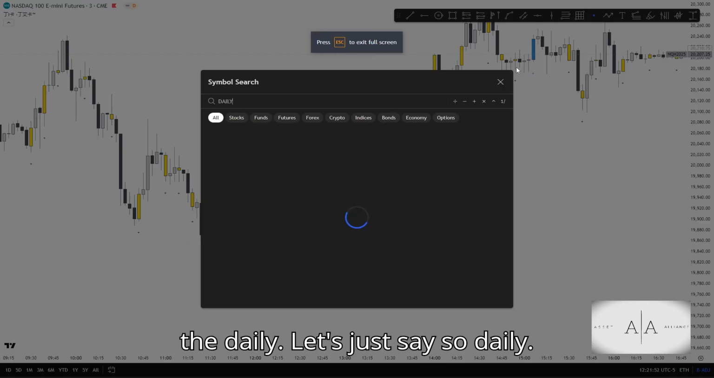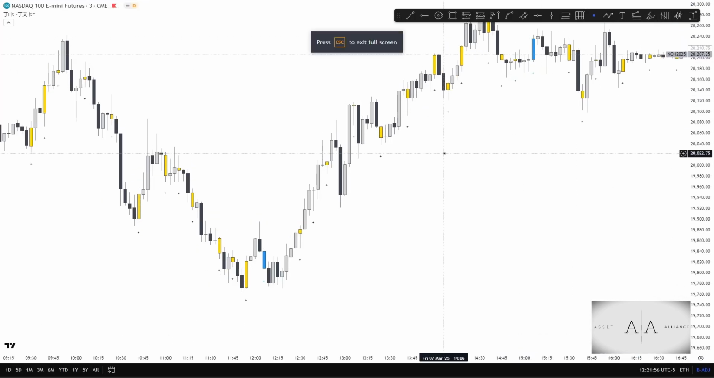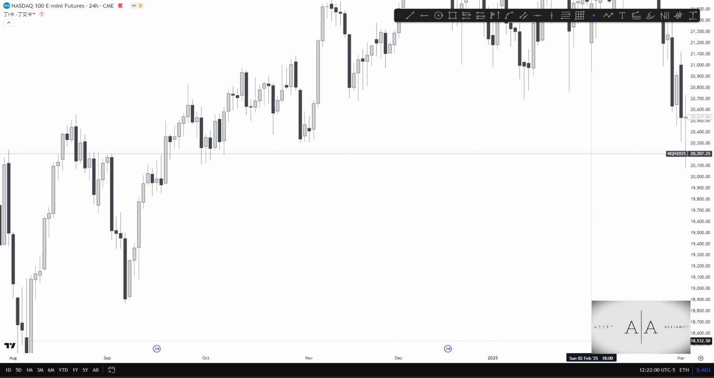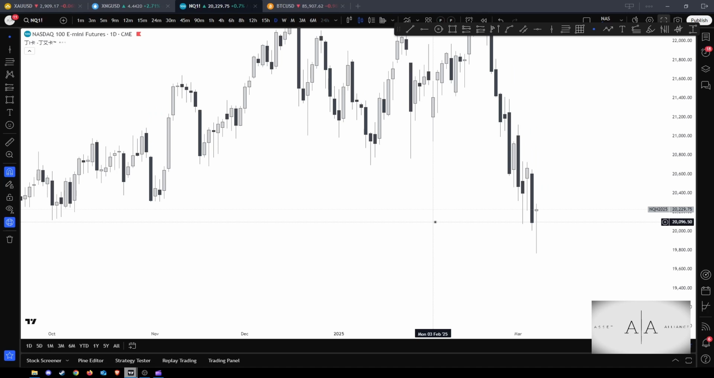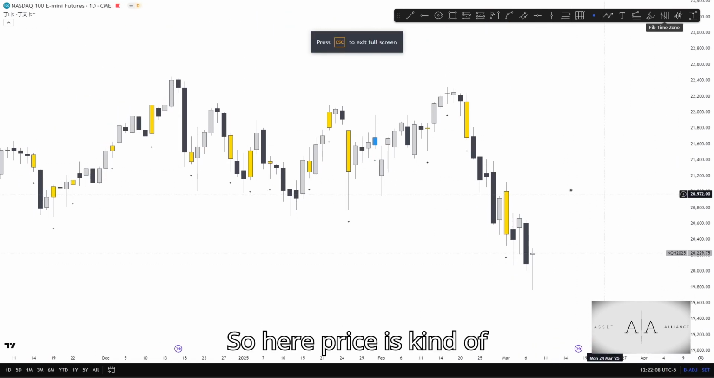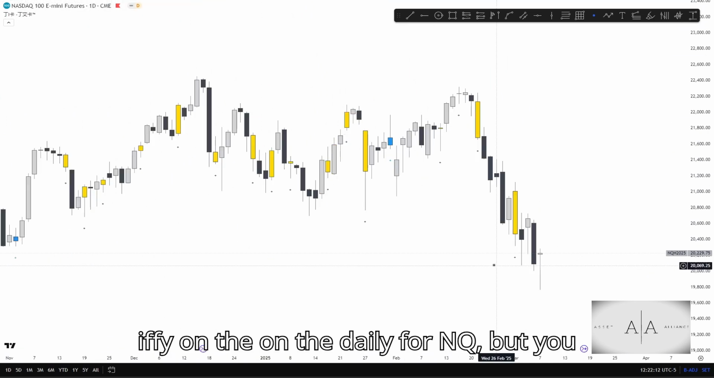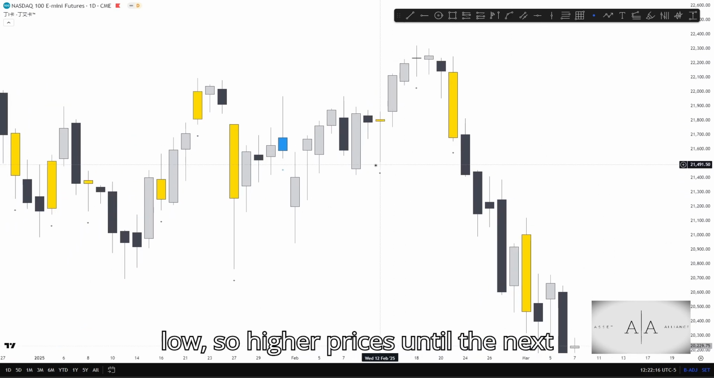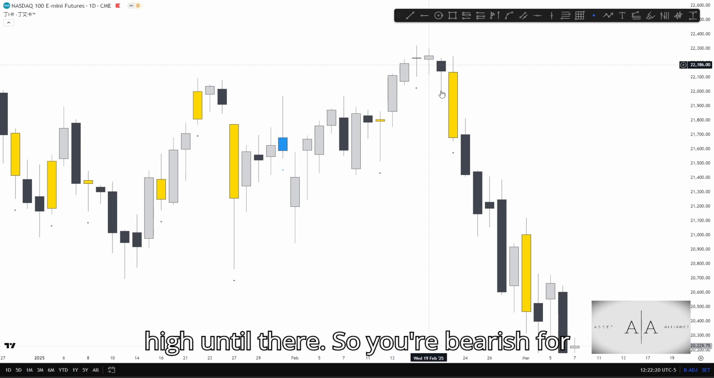So daily, 24 hours. You know, I don't have 24 hours, I have daily. Yeah. So here, price is kind of iffy on the daily for NQ, but you still get the gist of it. Here we made a low, so higher prices until the next sequence, which was here, high until there.